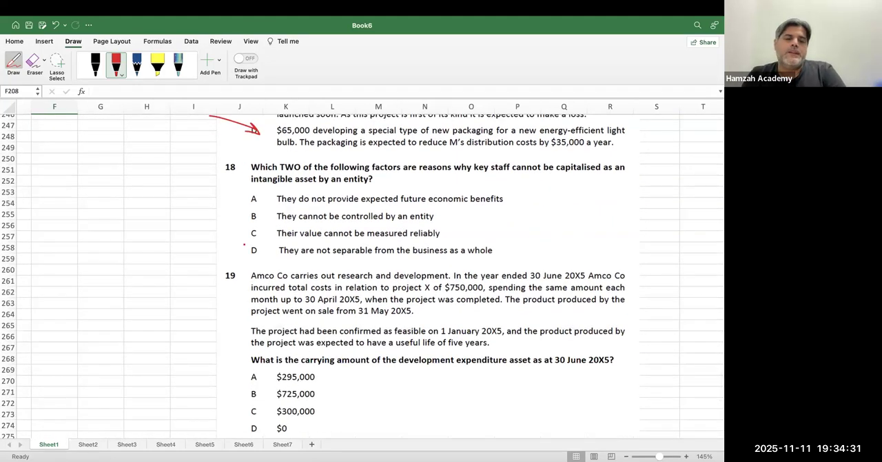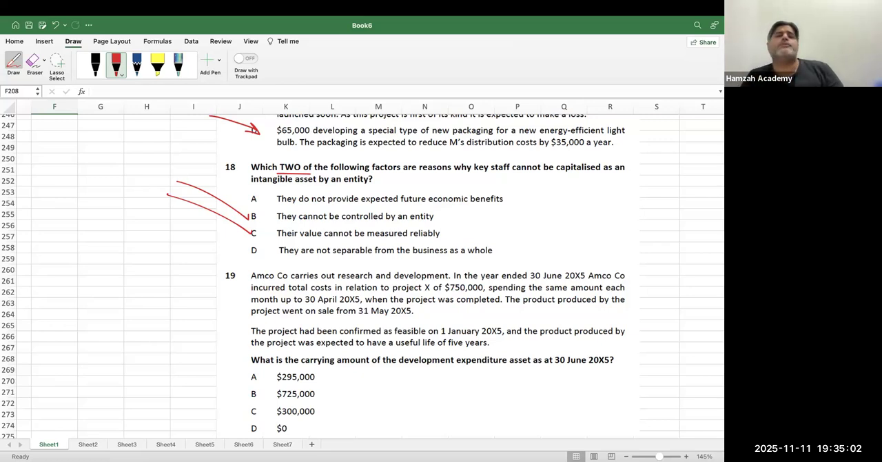Then we have question number 18. Which two of the following factors are reasons why the key staff cannot be capitalized as an intangible asset by the entity? Which two reasons why the staff cannot be capitalized? They do not provide the expected future benefits? No, they do provide future economic benefit. They cannot be controlled by the entity? Yes, the staff cannot be controlled. Their value cannot be measured reliably? Yes, their value cannot be measured reliably. They are not separable from the business as a whole?